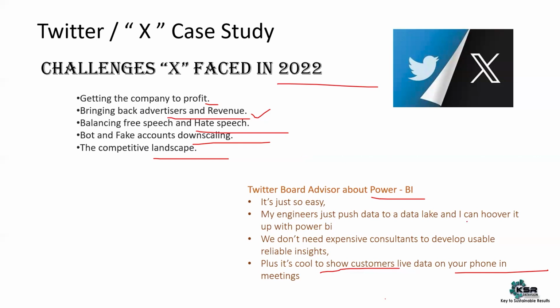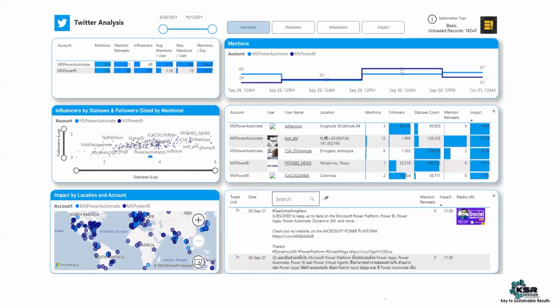So the Twitter advisory board said, my engineers just push the data to a data lake and I can hover on it with the help of Power BI for understanding the business. So if I take an example of a report, this is just a Twitter analysis report. This report contains all the information, the information which was required from Twitter's end, and it is clearly mentioned here.